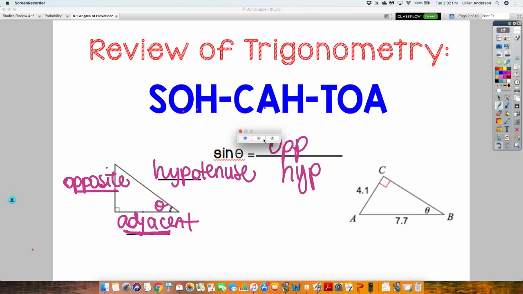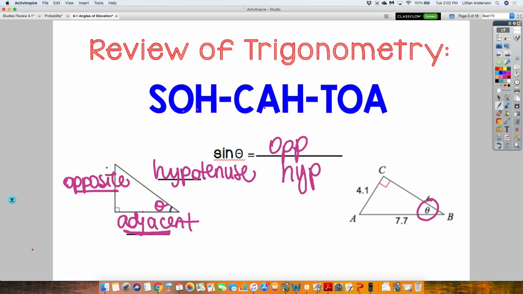Okay, so when you're looking for, in this particular case, we're looking for theta. Theta represents an angle, okay? The same way you attack this problem is how you attack any of the other problems. You have to determine what sides are you given or that you're looking for, okay? And it's always based off of the angle that you're given. Never the 90-degree angle. Never, never.